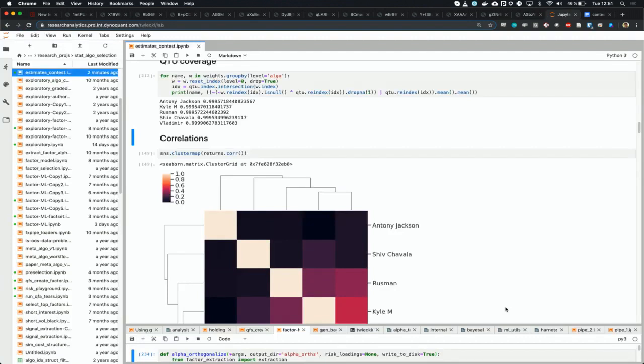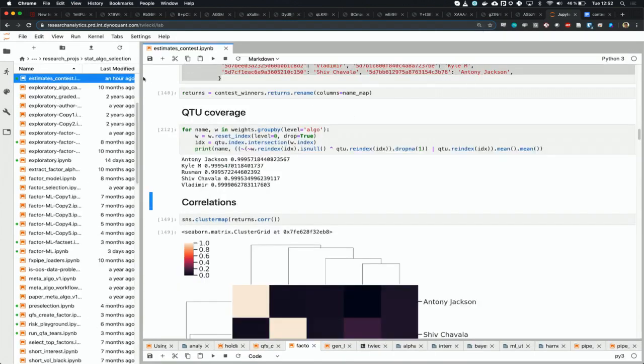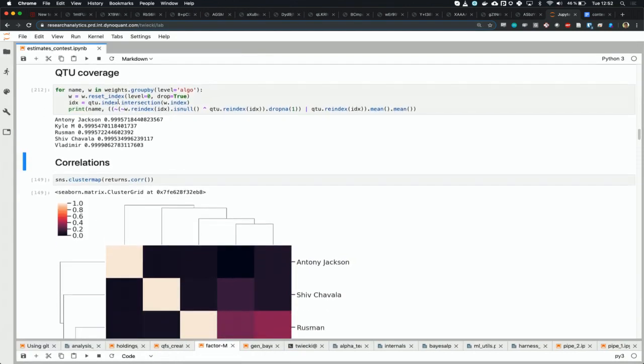So here's a Jupyter notebook where I ran these factors, reran them on our own infrastructure. So there we can run it out of sample as well. I reran them and then loaded them into our own private research server. The first thing I checked is I load them in and I just check for the QTU coverage. So they all are trading stocks in the QTU.